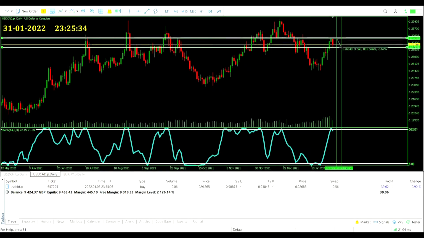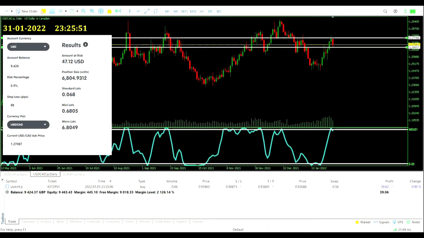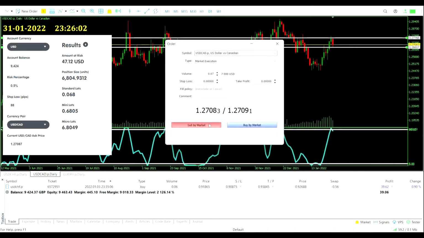Channel distance on the US dollar Canadian dollar is 88 pips. So you can see the risk calculated on screen. It's going to be 0.07 standard lots. And we're selling off the market as if it's a resistance level.